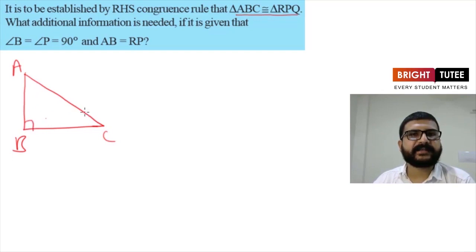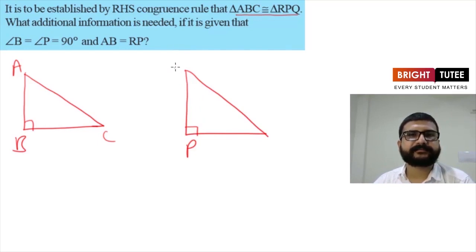Angle B is 90 degrees, and for triangle RPQ angle P is 90 degrees. Let's take this as P. Now here angle P is 90 degrees and let this be R and let this be Q. Now what else do we have? We have AB is equal to RP. So that is this AB is equal to RP. Now these markers are representing that these two sides are equal.